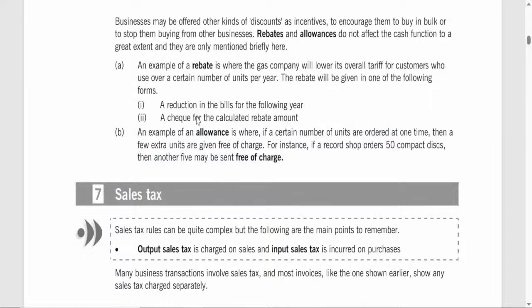By understanding these distinctions, businesses can decide when to offer trade discounts, rebates, or allowances depending on their goals, whether they aim to boost immediate sales, encourage larger orders, or foster long-term customer loyalty.